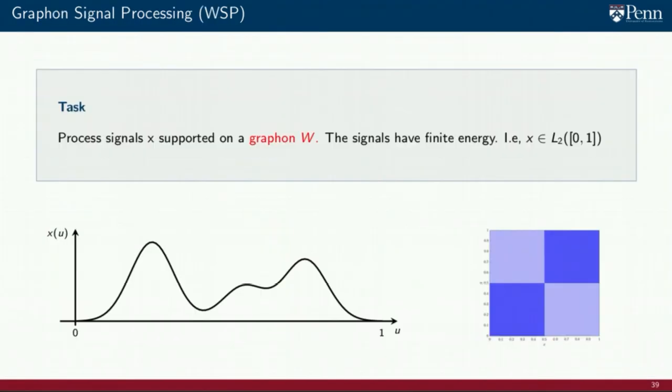Another task that we can solve with algebraic filters is the processing of signals on graphons. The signals that we are given are supported on the interval [0, 1] and have finite energy. They belong to the space L2 of [0, 1], which contains the functions that are square integrable in this interval.